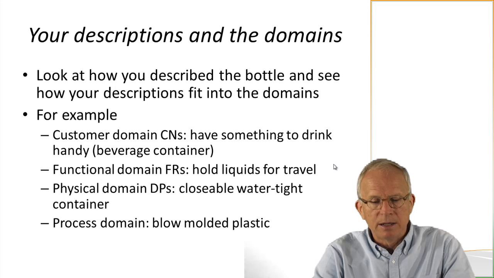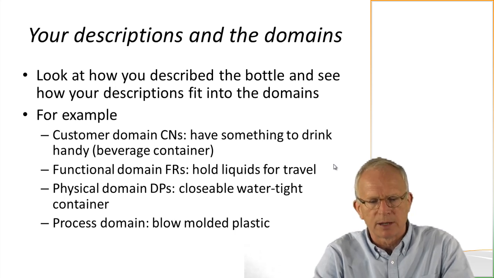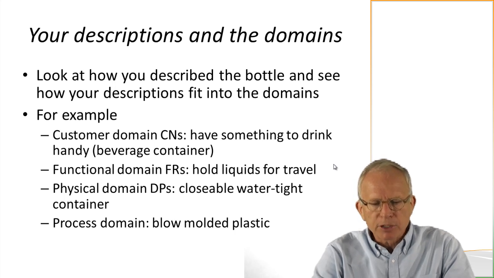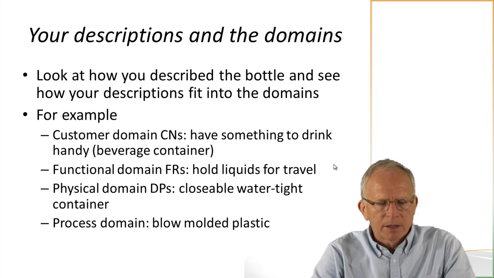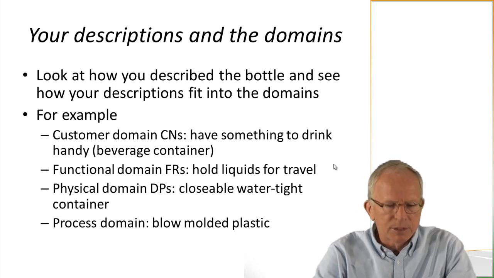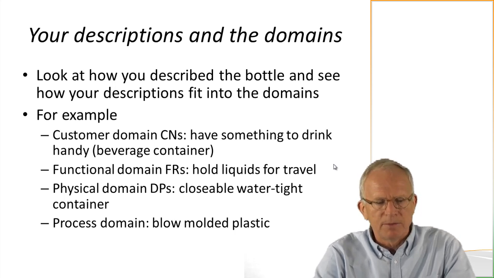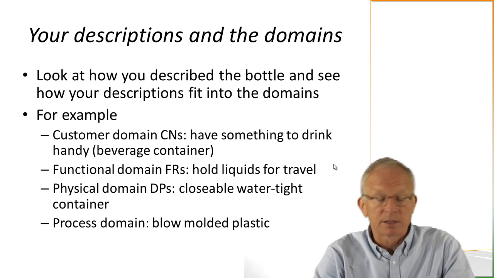Now, the customer need is to have something to drink handy. So, it's like a beverage container. The functional requirement might be hold liquids for transport or travel. And the physical domain, it looks like a closable, watertight container. And in the process domain, well, it's blow molded plastic. So if you're describing how it's made, that goes in the process domain. And those are PVs, although I forgot to note it on the slide.